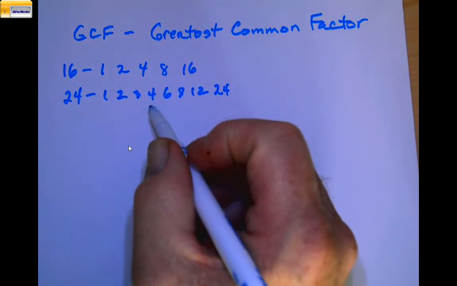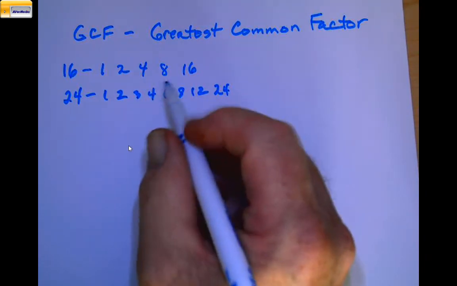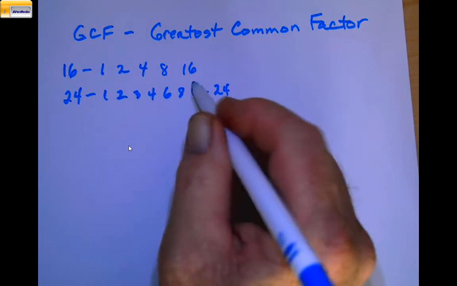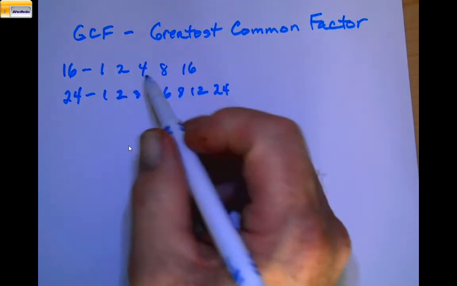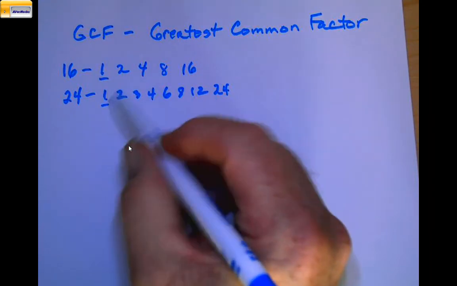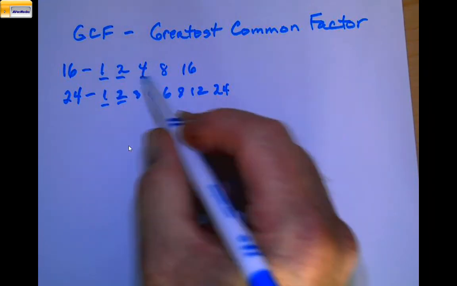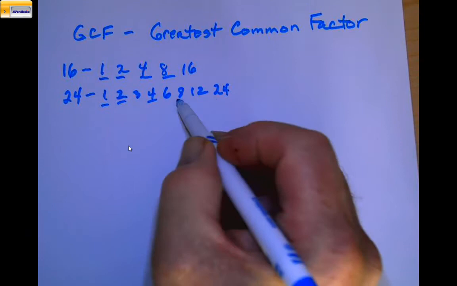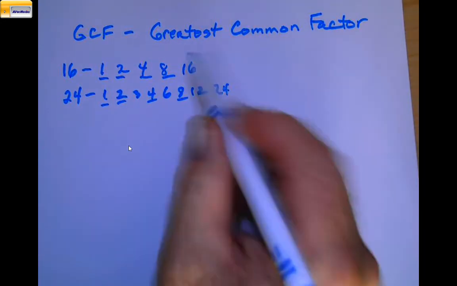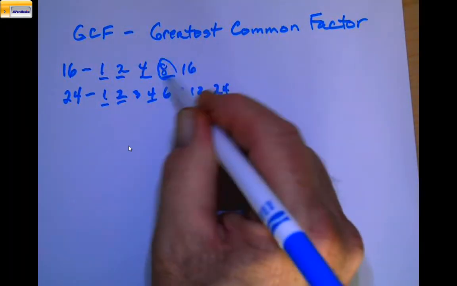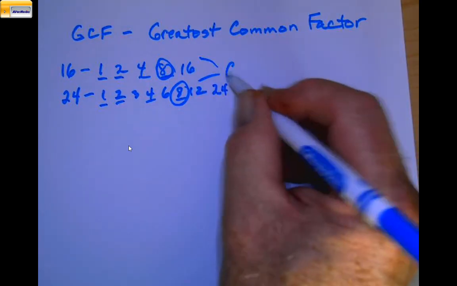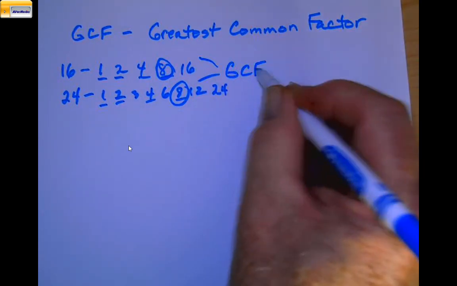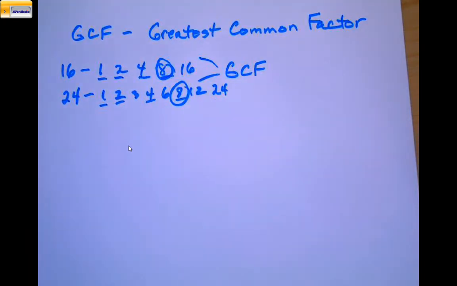And so now I look to see which of the factors is the largest that they share. They share several: 1, 2, 4, and 8 are shared factors. The largest shared factor is 8. So that is the greatest common factor. So that's one way to get it.